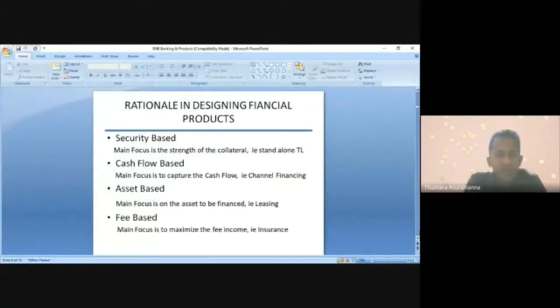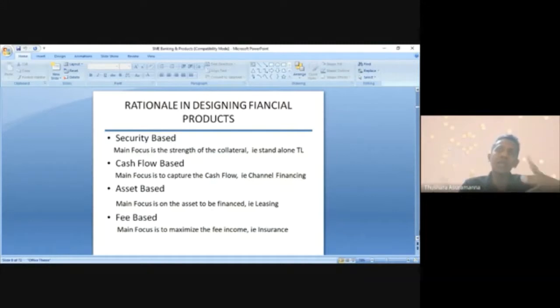This is again something we have discussed earlier. If you remember correctly, those are the types of lending categories we discussed. Rationale in deciding financial products: it could be asset-based or security-based, it could be cash flow-based, it could be fee-based and project-based also. Here they wanted to make two separate things: security is something you are doing about security, but asset is, again, part of the security, something like cashback loans and leasing.